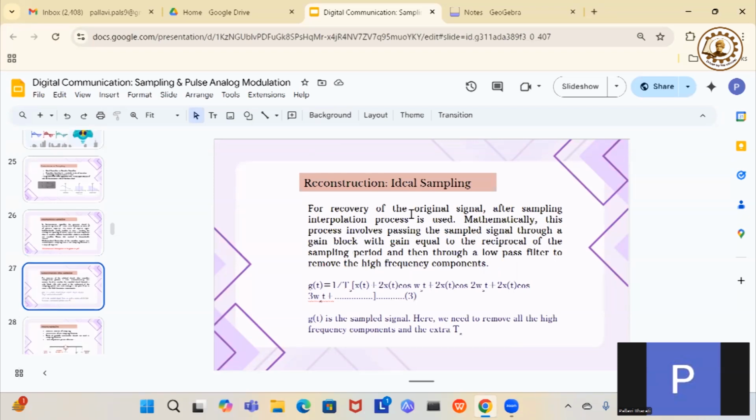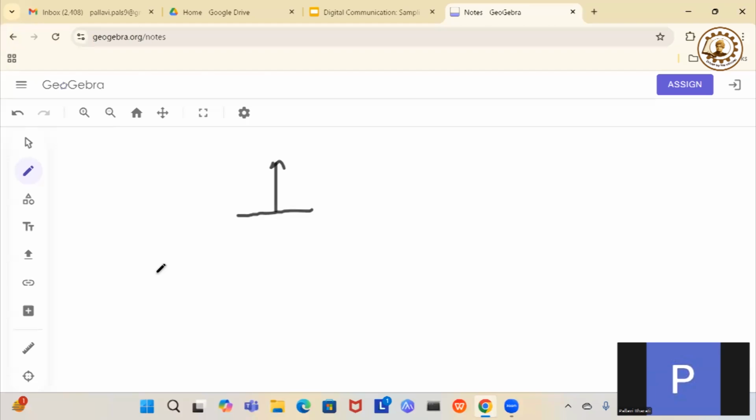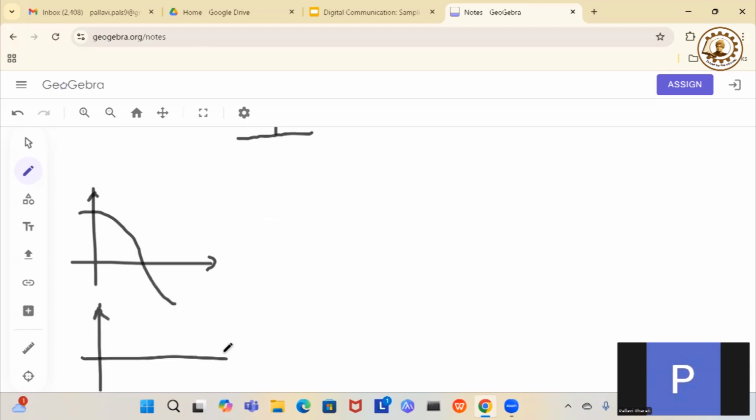Now, when you are doing the reconstruction, let us first see, briefly, what we have already discussed when we were doing the sampling process. The ideal sampling method was only used to make you understand the process of sampling. So this is your message signal x(t). This one is your train of impulses, taken at 0, Ts, 2Ts, 3Ts this way. And finally, you will get the sampled signal.